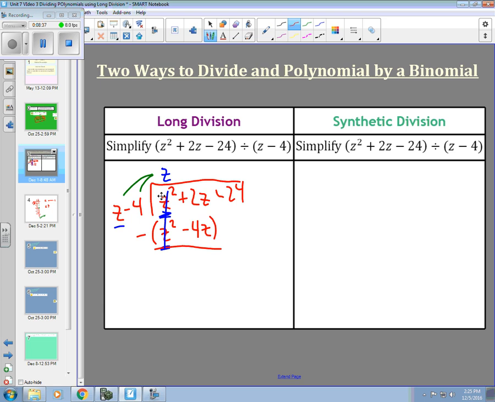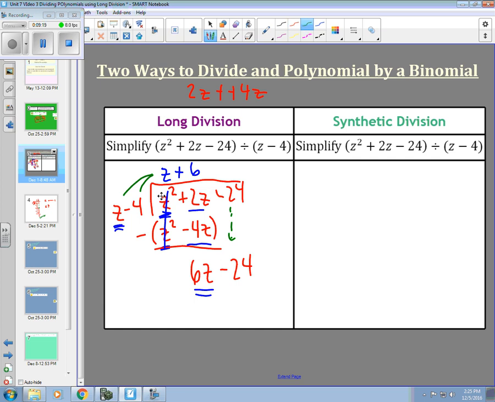Now we want to do the next two things. What is 2z subtract negative 4z? Okay, so if we have 2z minus a negative 4z, that's turning into actually adding, so we'd end up with 6z. The next thing in the process of these problems was to bring down the next term and then repeat. So now we're going to do the same thing. What is 6z divided by z? That would be just 6. The z's would cancel out. So then we'd write plus 6 because it's positive.